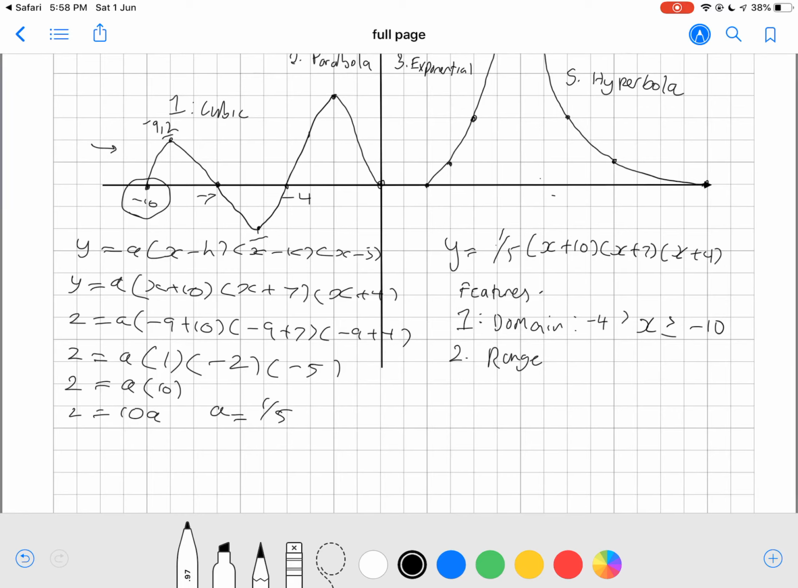The first thing you want to do is expand your equation. So y equals 1/5 (x squared plus 17x plus 70) times (x plus 4). So y equals 1/5.